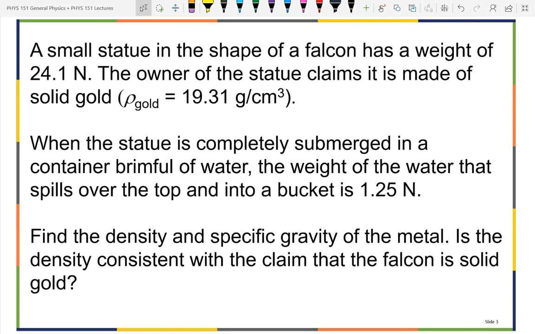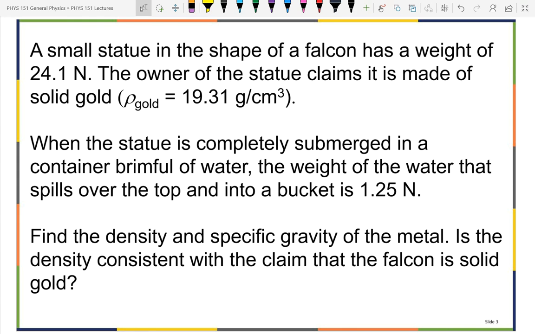Okay, a problem for you. Actually, on my desktop, you probably see I have a picture of the Maltese Falcon as an example of this, because the Maltese Falcon, of course, is what this is based on, a gold statue of the shape of a falcon, has a weight of 24.1 newtons. By this point, hopefully you're familiar with the newton as the unit of weight.